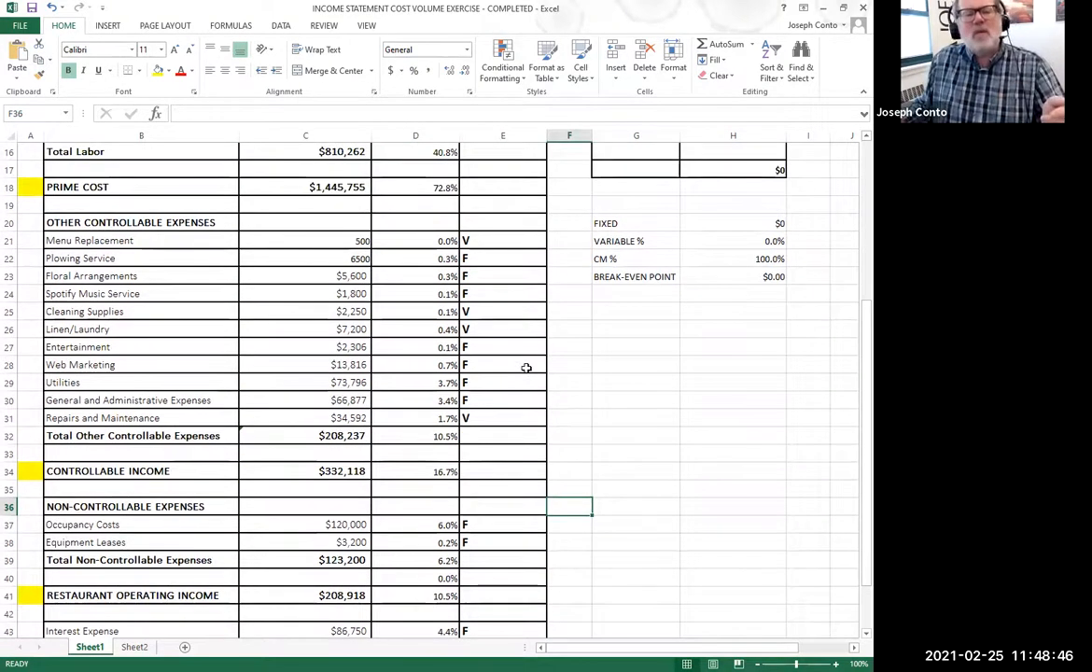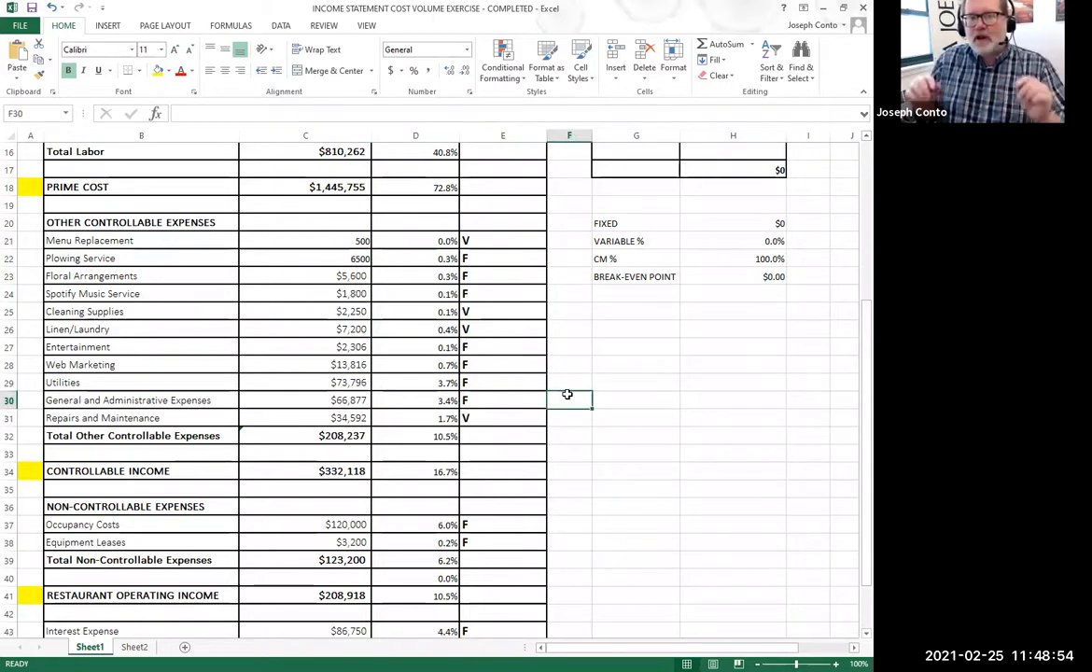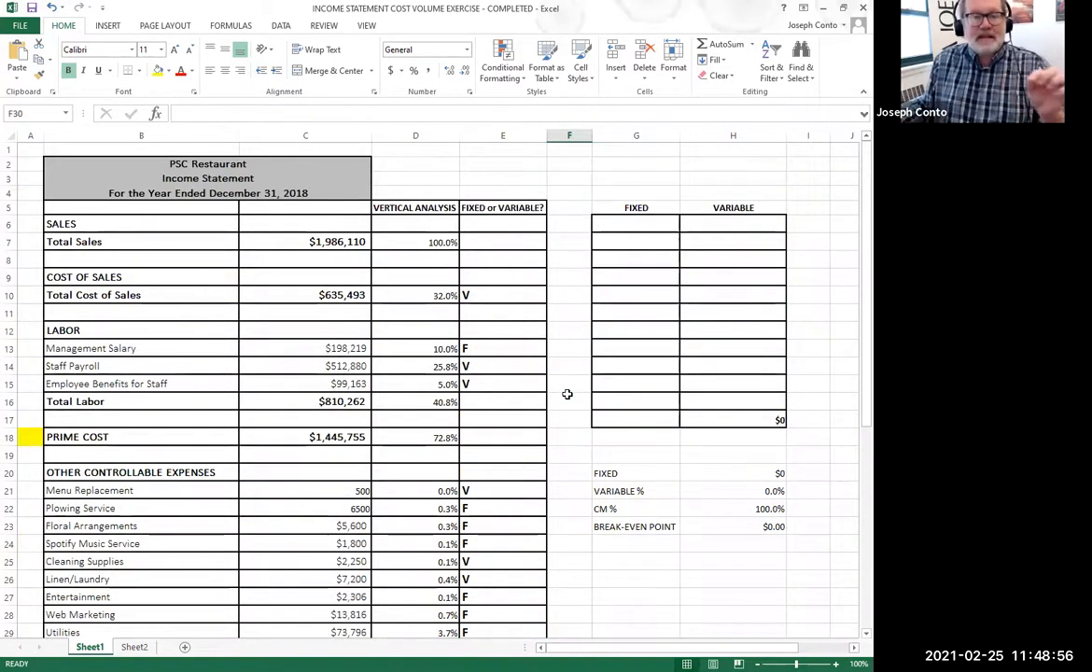Other things you might say, well, wait a minute, I had plowing service as variable, you had it as fixed, et cetera. Just know that different properties are going to make different decisions in these areas based on their needs. Most things can always be considered fixed or variable, regardless of the type of property. Some properties might make small decisions and change. All right, I'm going to go away, get to the next step.